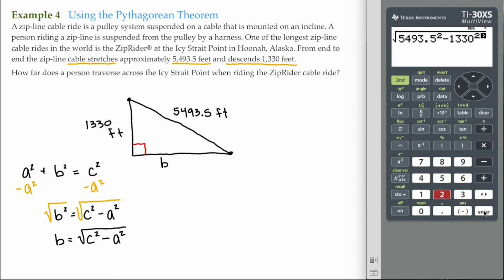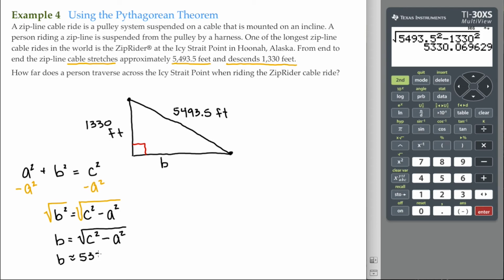So now that I have that, I just go ahead and hit enter. And b is approximately equal to 5,330 feet. Actually, it's 5,330.07, but that's close enough. So this is approximately 5,330 feet.